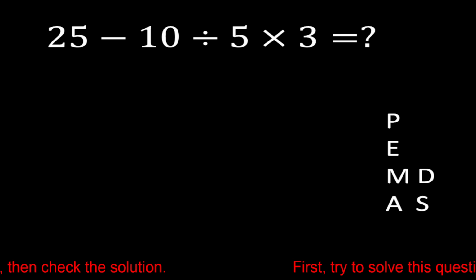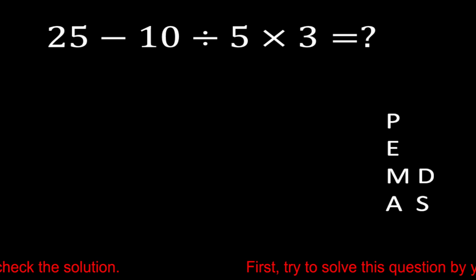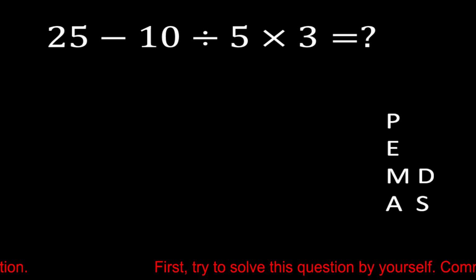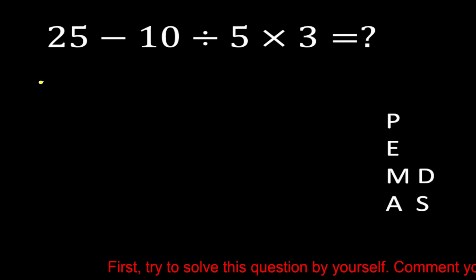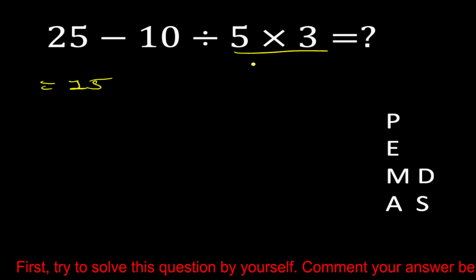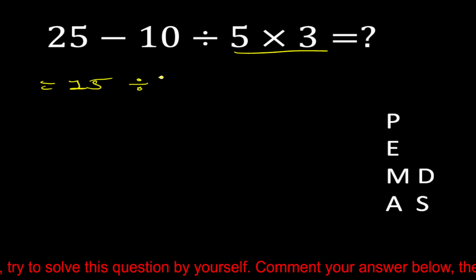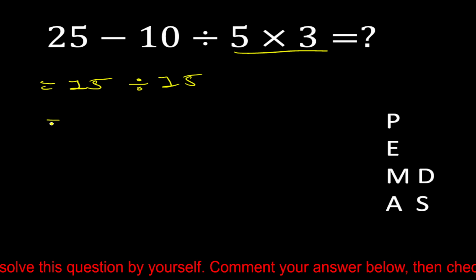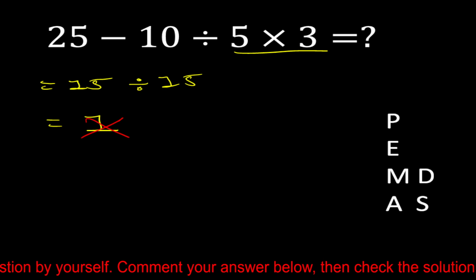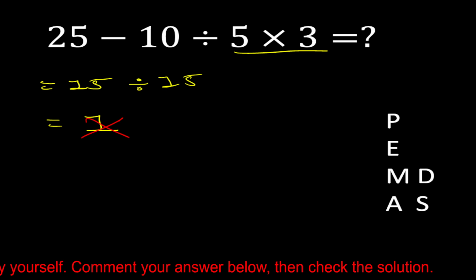So most people solve this question like 25 minus 10 is equal to 15. Then 5 multiply 3 is equal to 15. So 15 divided by 15 is equal to 1. Okay, but this answer is not correct. This answer is completely wrong.